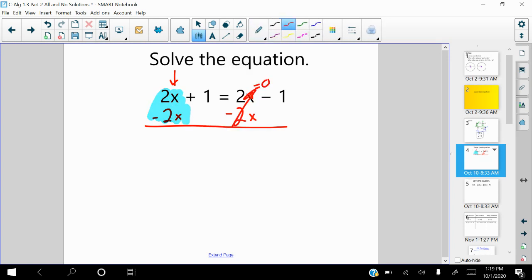So all we're left with is technically plus 1 is equal to minus 1. But again, we don't write that plus 1. So we have 1 is equal to negative 1. Is this true? No. Having $1 is not the same as owing $1. So this is a false statement.